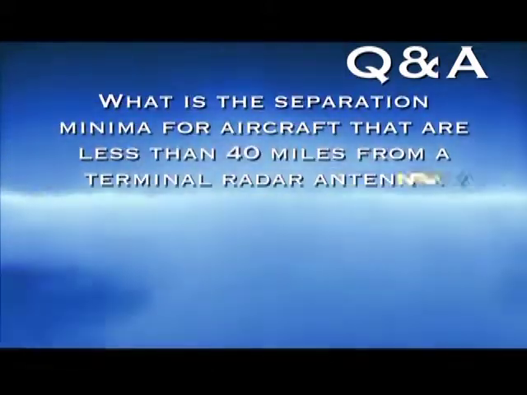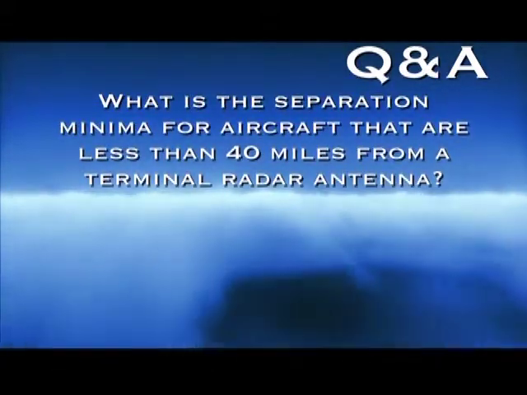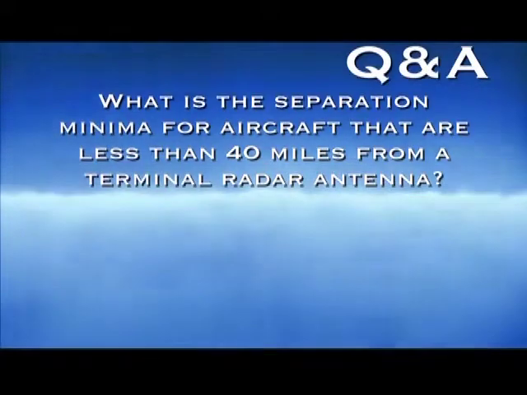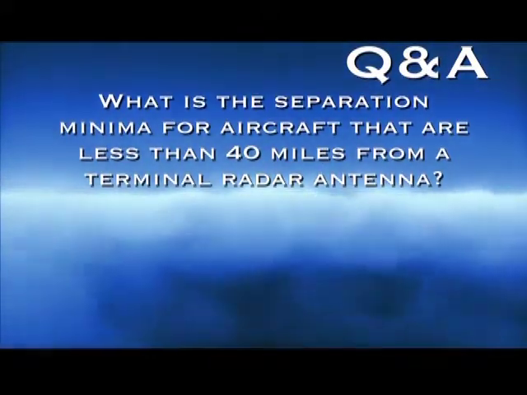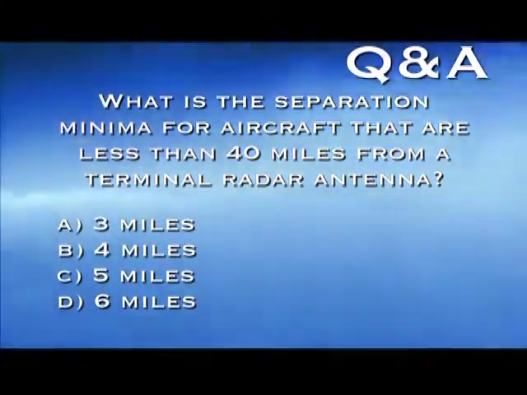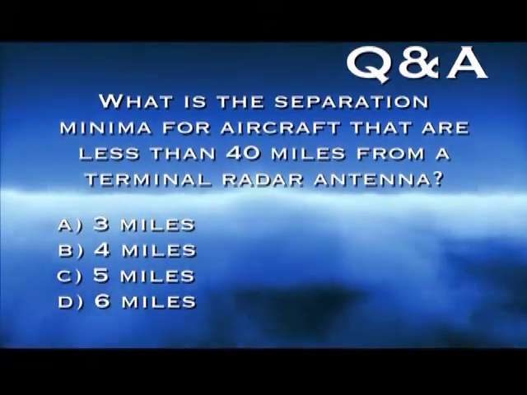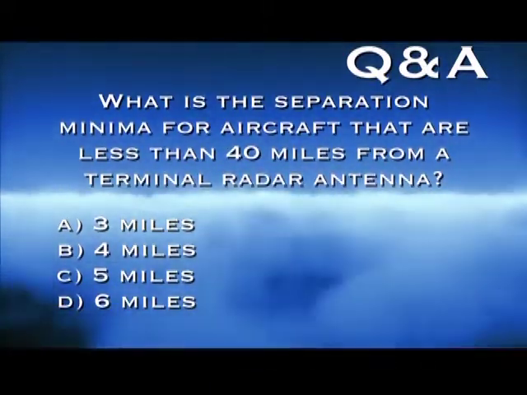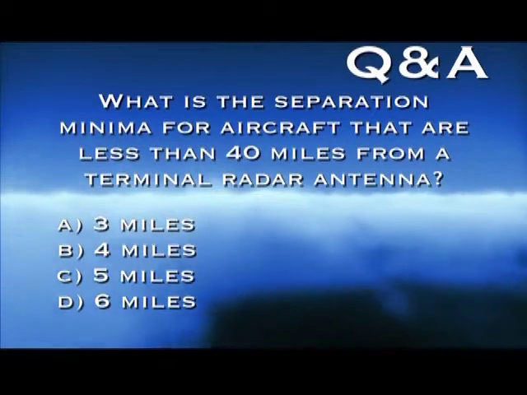What is the separation minima for aircraft that are less than 40 miles from a terminal radar antenna? Assume there's no wake turbulence involved. A, 3 miles, B, 4 miles, C, 5 miles, or D, 6 miles.